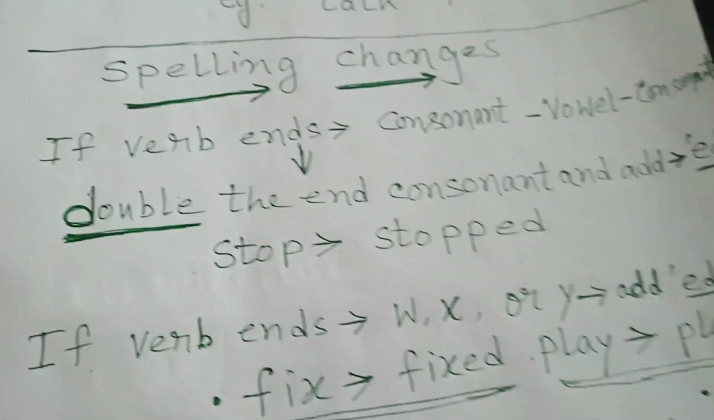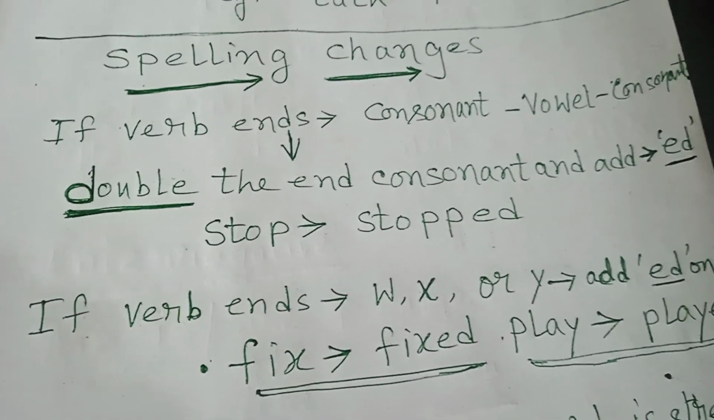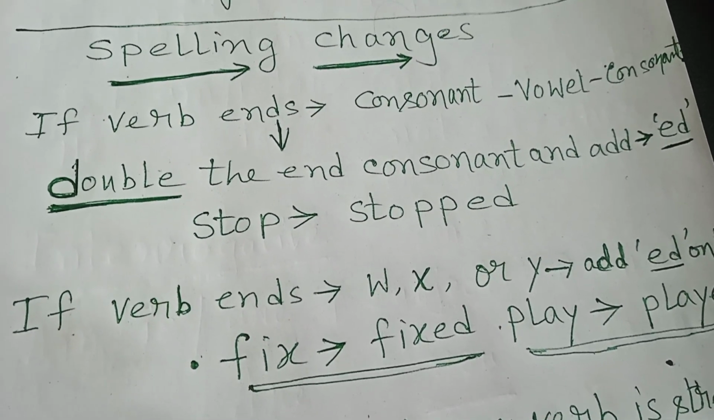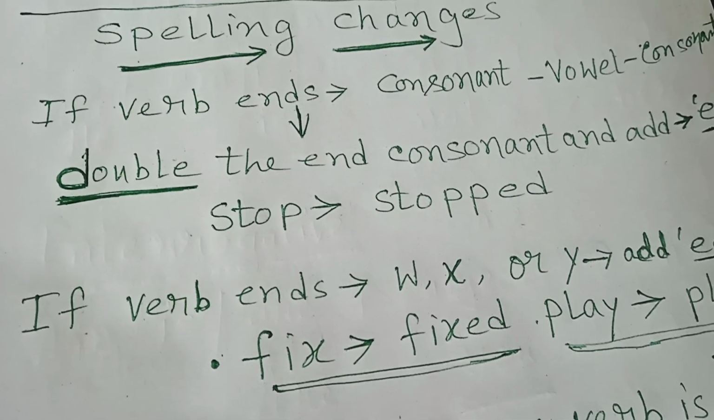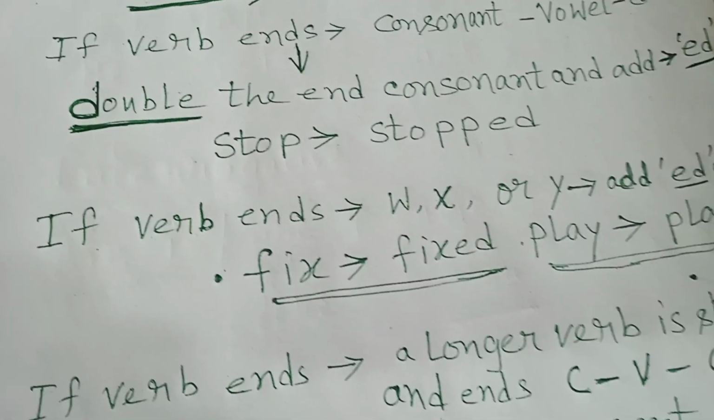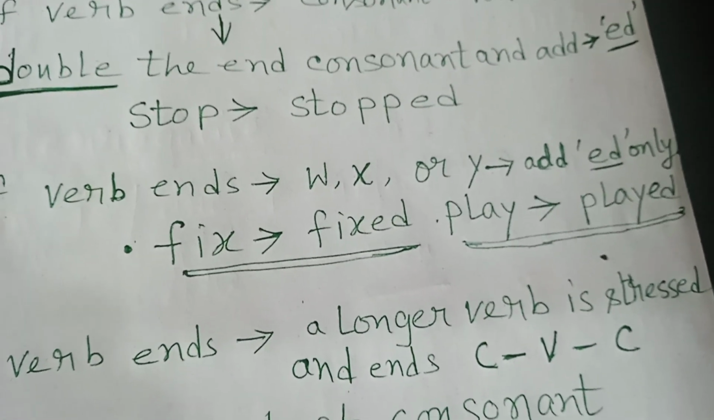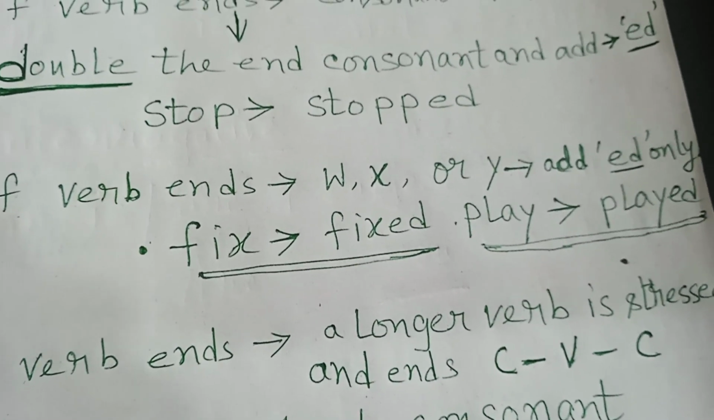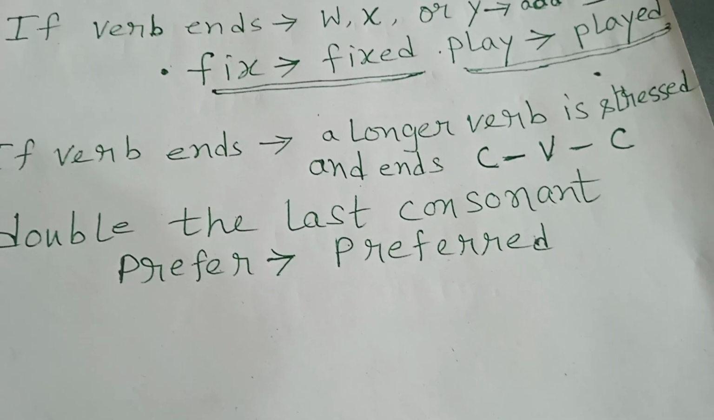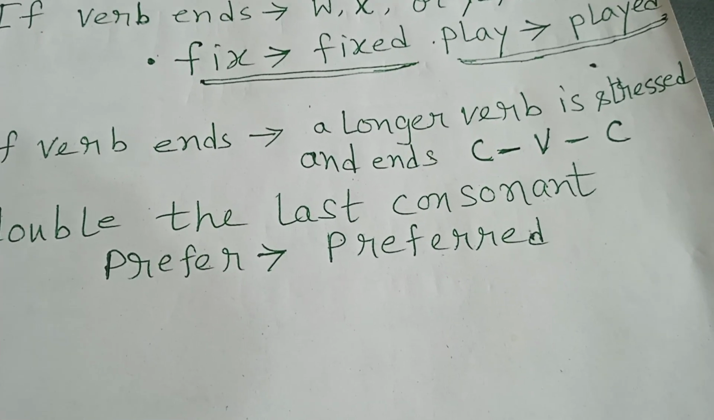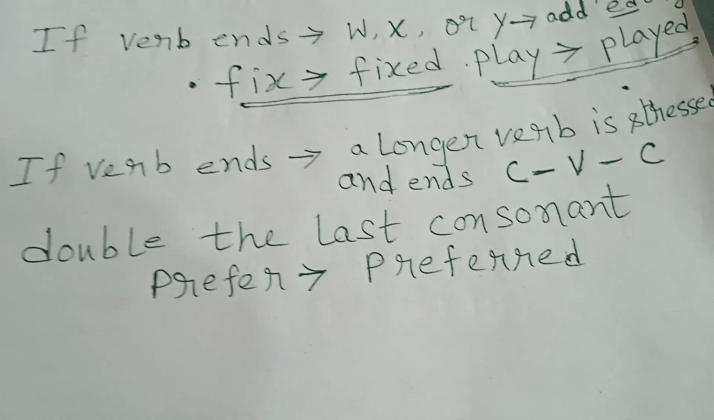Spelling change. If the verb ends in consonant, vowel, consonant, then double the end consonant and add ed. Example: stop, stopped. If the verb ends in w, x or y, then add ed only. Fix, fixed. Play, played.